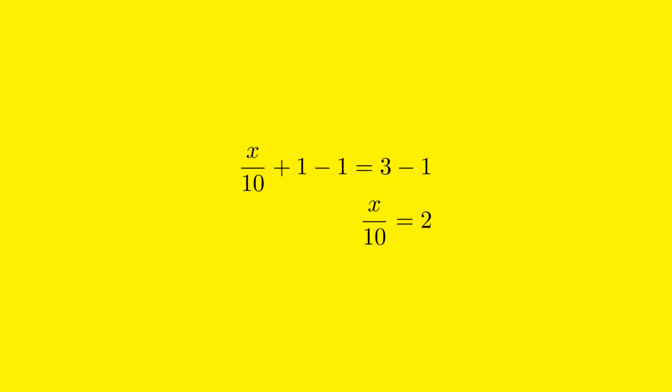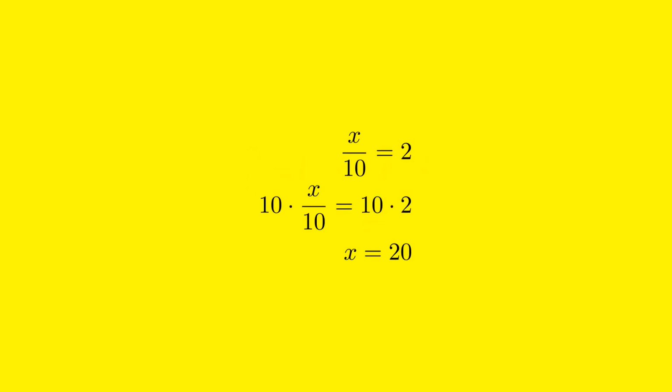The equation will be altered as follows. x divided by 10 plus 1 minus 1 equals 3 minus 1. Remember, according to basic arithmetic rules, whatever you do to one side of the equation, you must do to the other side in order to maintain balance. Simplifying this, you get x divided by 10 equals 2. This completes step 1.